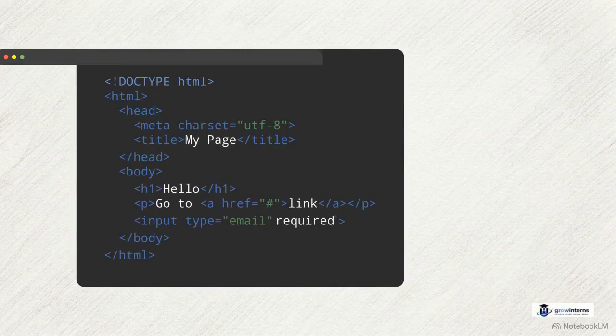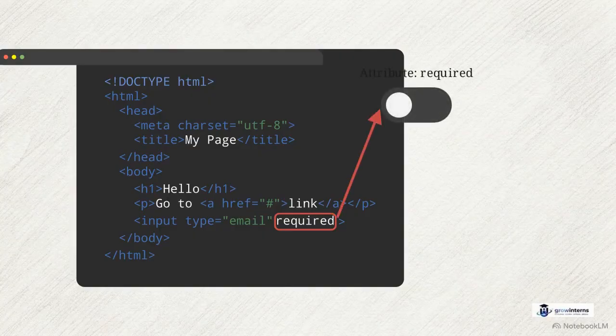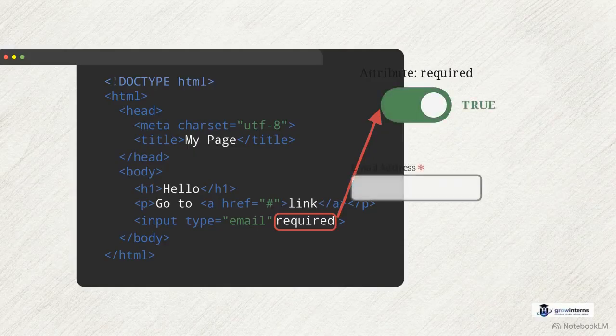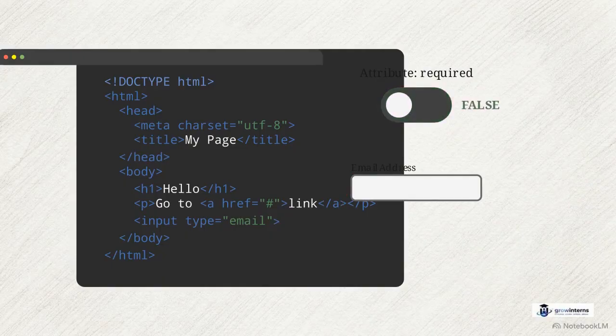This required keyword looks incomplete because it lacks an equal sign or quotation marks, but it is a valid Boolean attribute. Its mere presence acts as a simple toggle. Including it sets the value to true, meaning the user must fill out this field. Omitting it sets the value to false.